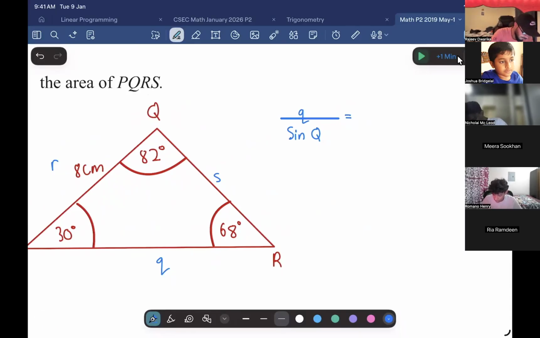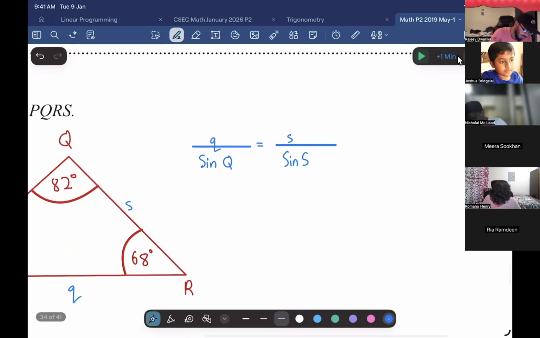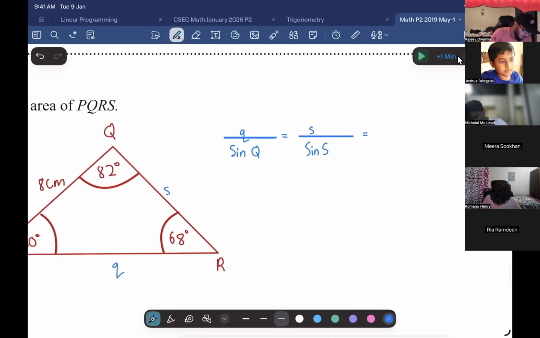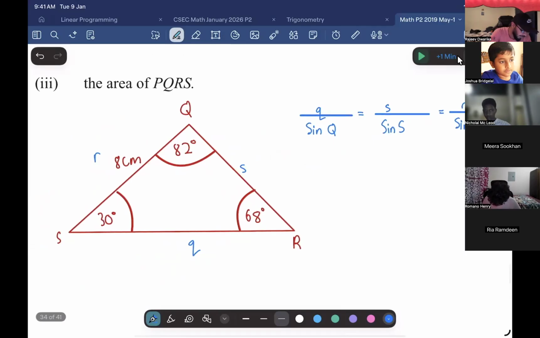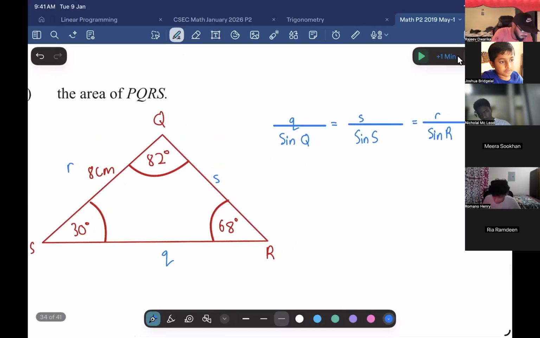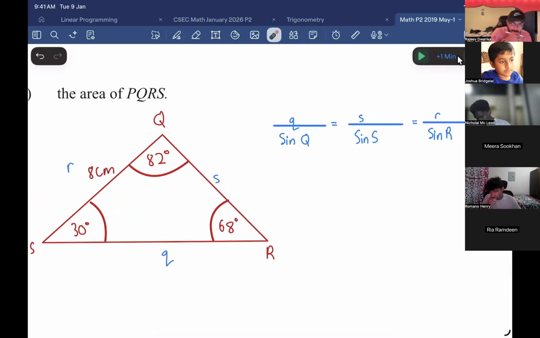S over sine S is equal to R over sine R. Yes. Now again, you're looking for a pair of information, right? What's the pair of information you have here? I say we're looking for a pair. Are you seeing a pair?